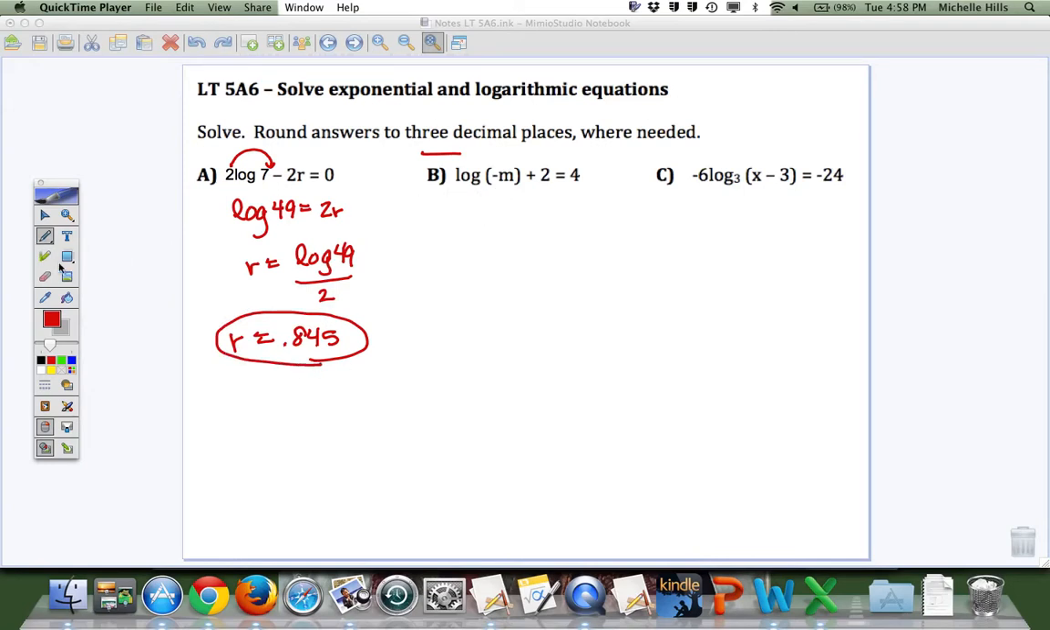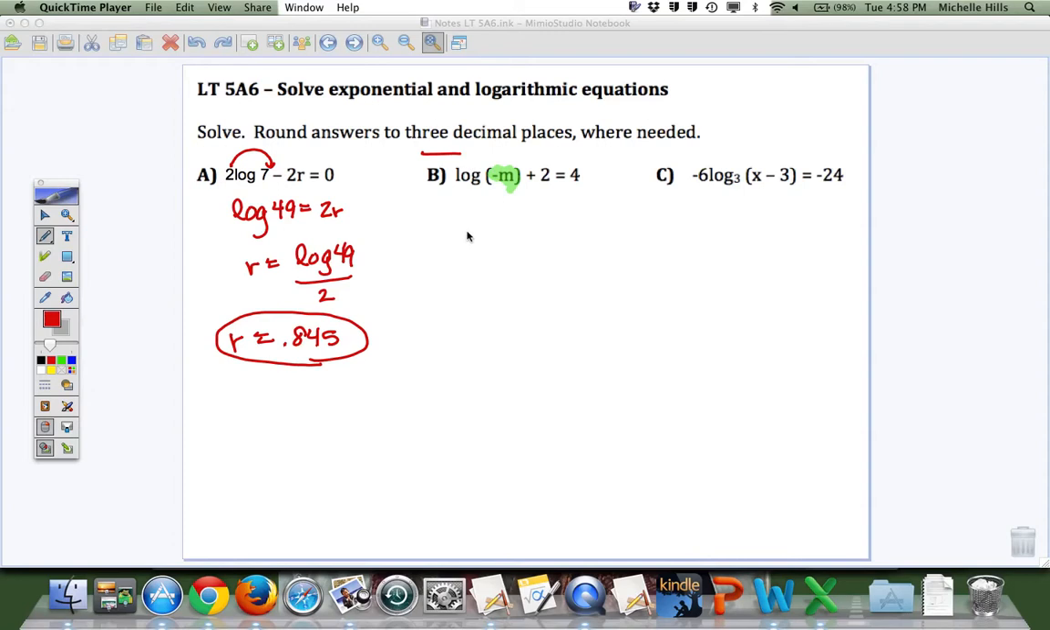I cannot stress this enough. This is not negative m. It is the opposite of m. You couldn't take a base 10 logarithm of a negative number, so you might look at this and say you can't do it. But if m itself is negative, then the opposite of m becomes positive. So I am expecting m will be a positive number.